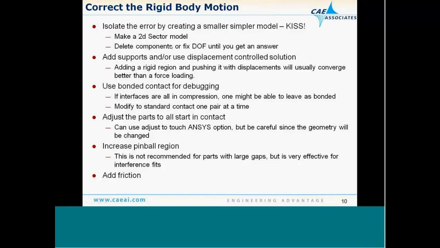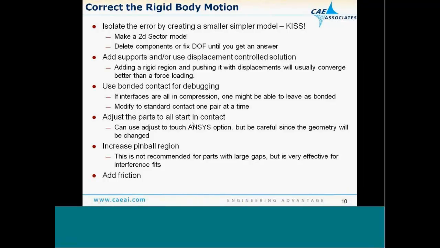There are a number of different tools that are commonly used. The best one is usually making a simpler or smaller model to look at. So make a 2D sector, isolate your region, break out different segments of your region, maybe fix all of your components, make them all bonded contact, then slowly release them to standard contact as needed.